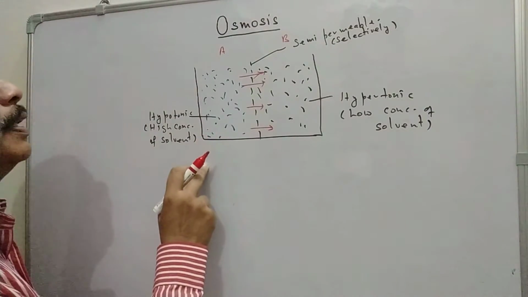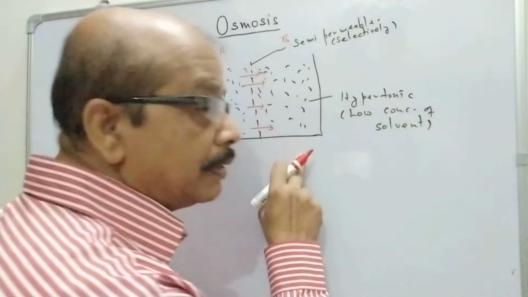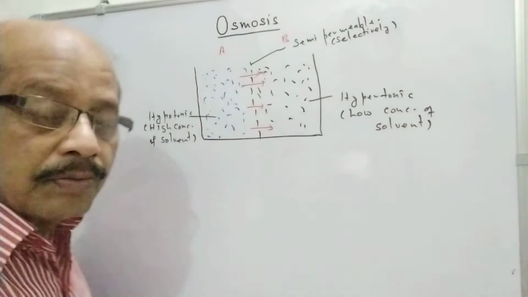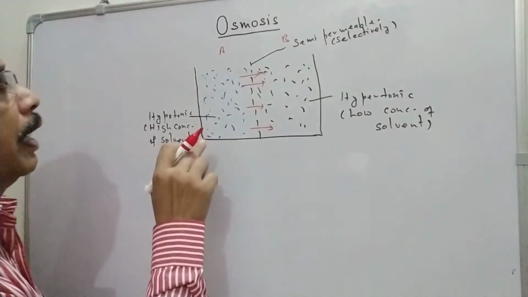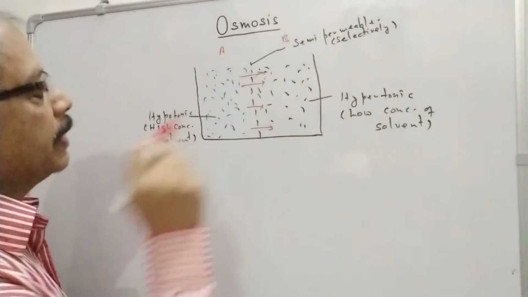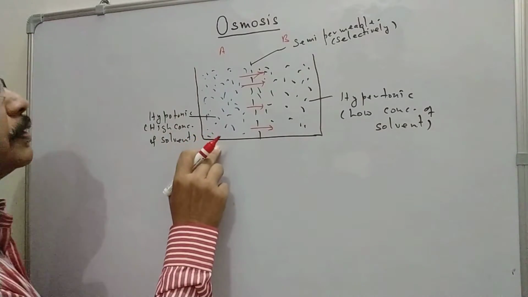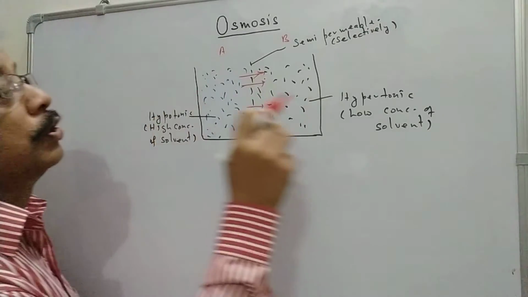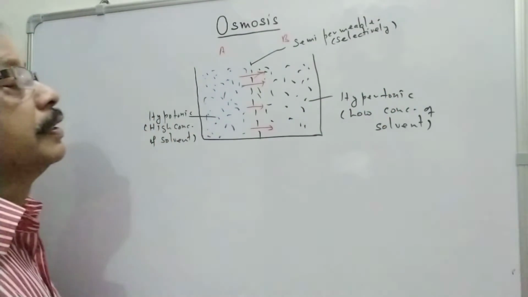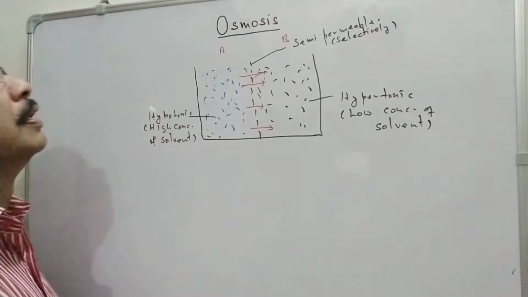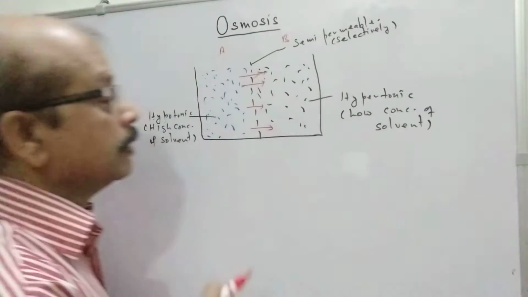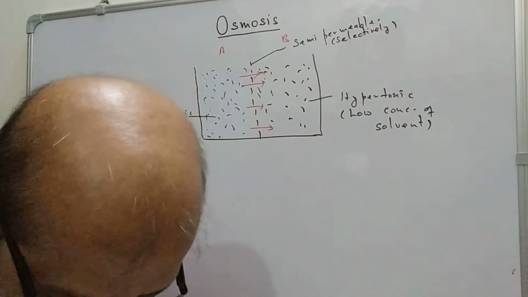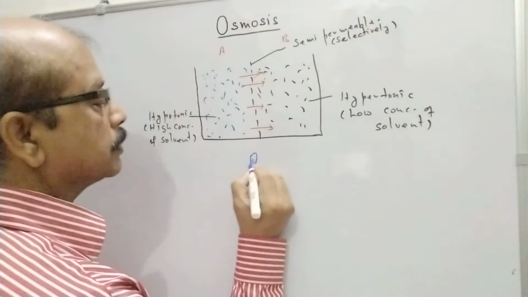The movement will take place until the equilibrium is established. What is equilibrium? The concentration of both the solutions becomes the same. At that time, this movement will stop. So the process of movement of solvent from higher concentration of solvent to low concentration of solvent, in presence of a semi-permeable membrane, is known as osmosis.